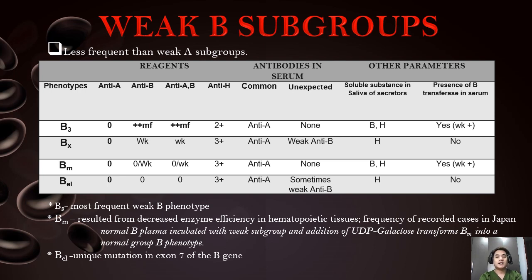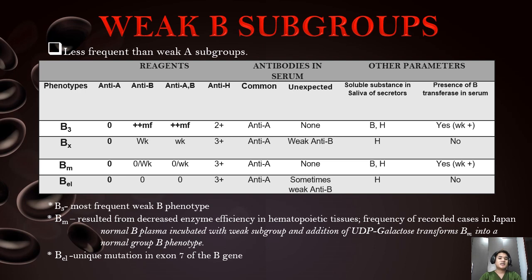So next is your BM red cells. As you can see, class, they are generally agglutinated by your anti-B and anti-AB in your forward grouping. BM subgroup contains your BM transferase in serum, however, in a very low concentration.